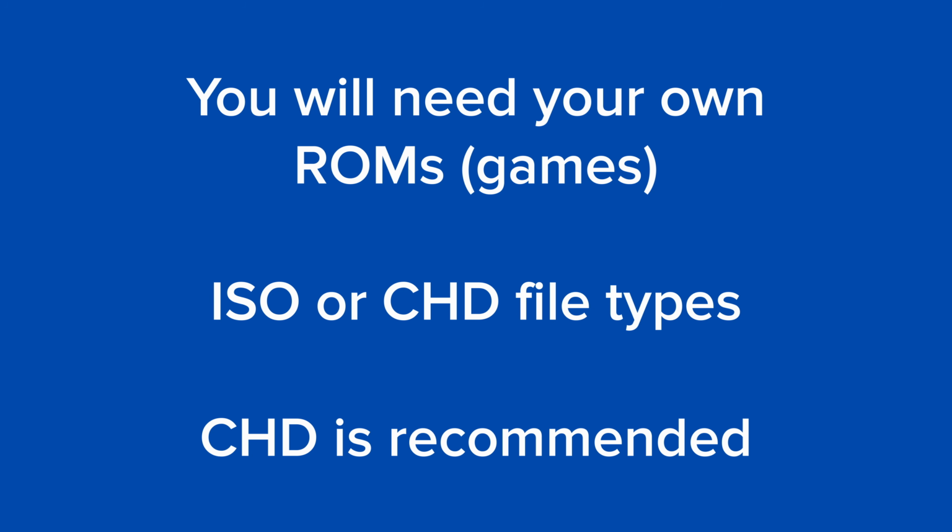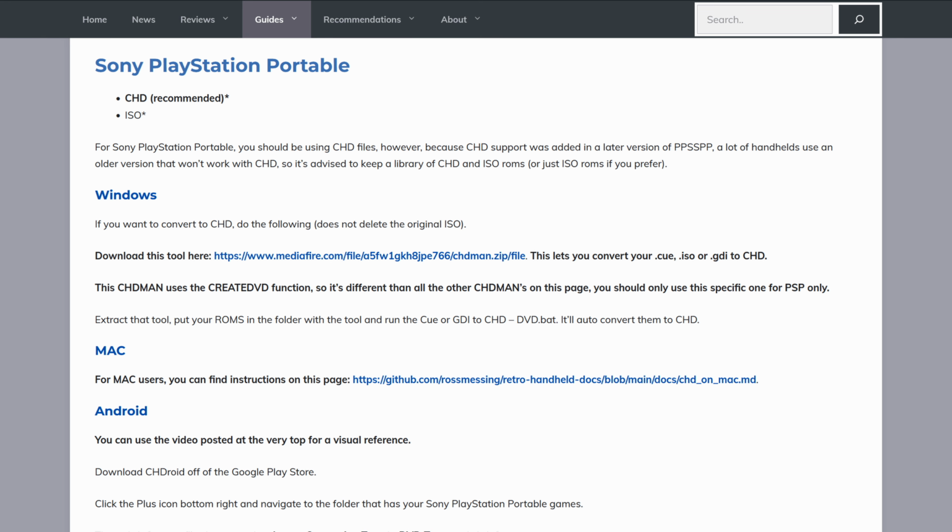You are going to need your own ROMs for today's guide. ROMs are games, and for many reasons, I can't help you with how or where to get them. PSP ROMs are usually in an ISO or CHD format. CHD is the recommended format as they are much smaller and they save space. But ISO is just fine as well. And you can always convert ISO to CHD if you want. Link in the description to those instructions on my website.